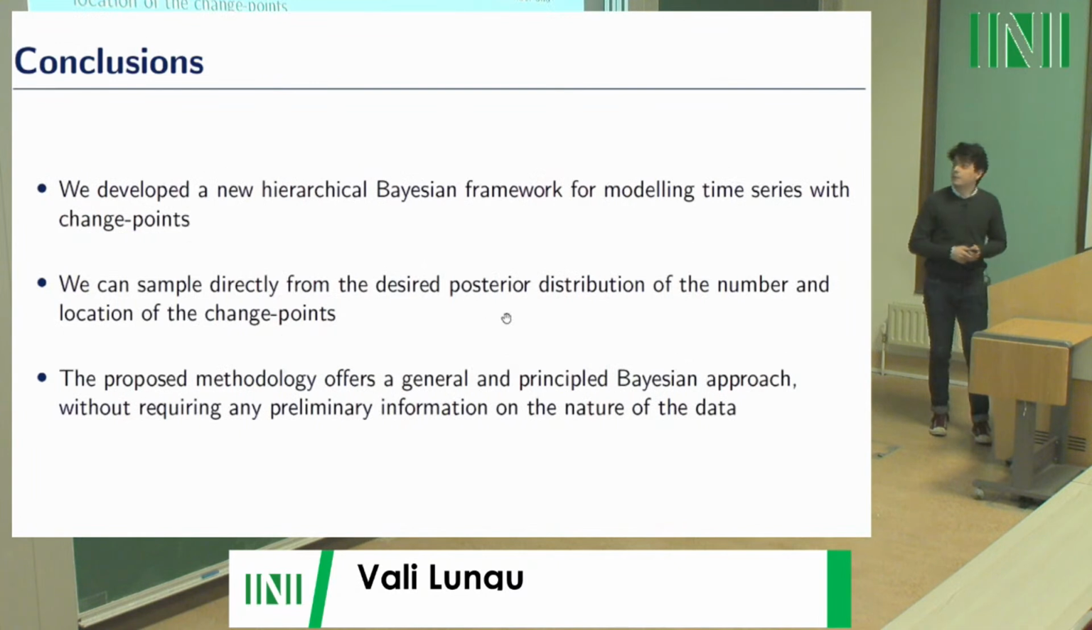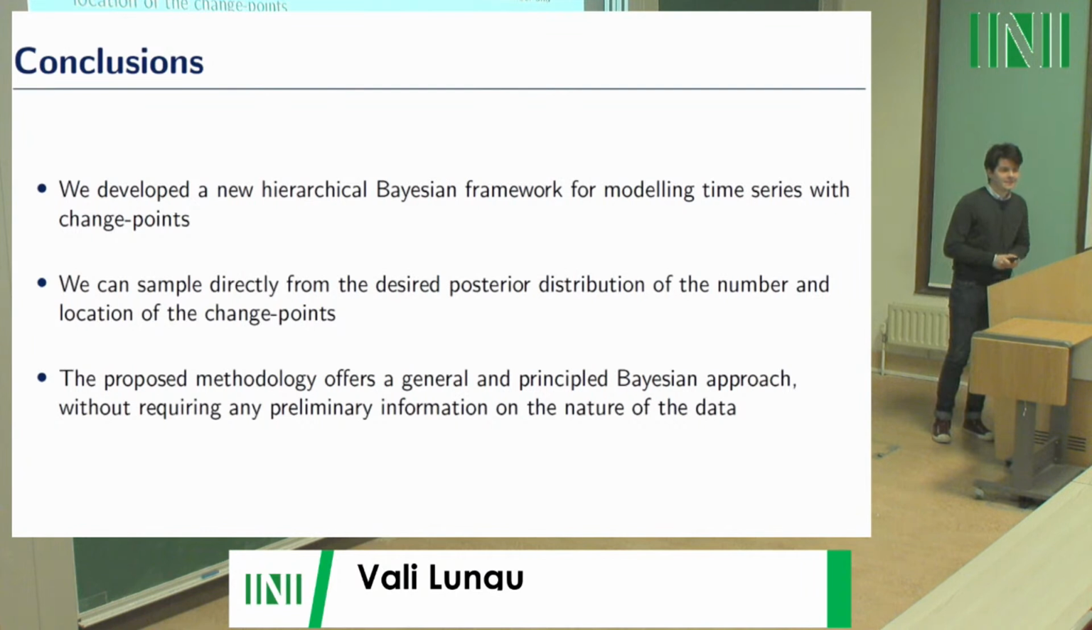So that's pretty much all I had to say. The key point of this talk was to show you that we can do effective Bayesian inference, which can be really fast, mainly because we can sample directly from the posterior distribution without the need to estimate or sample the models within each segment. So yeah, that was all. Thank you.